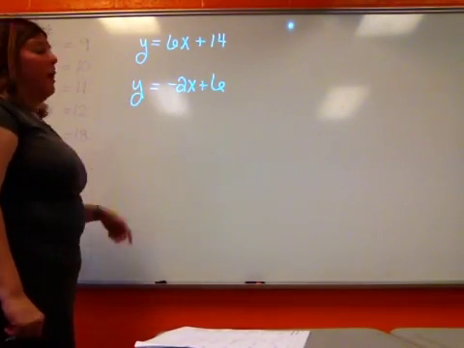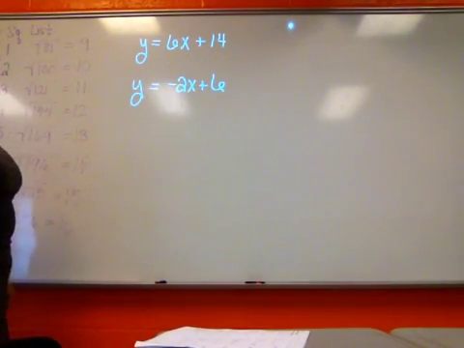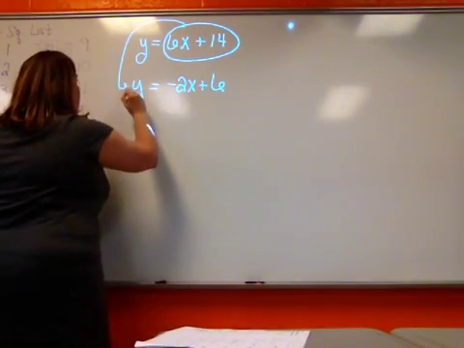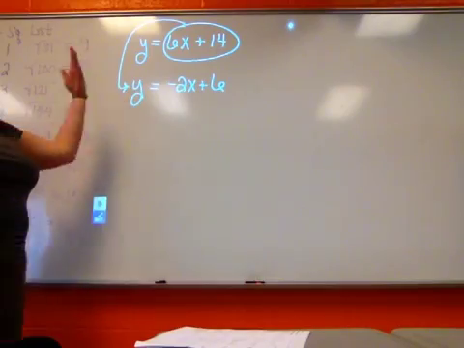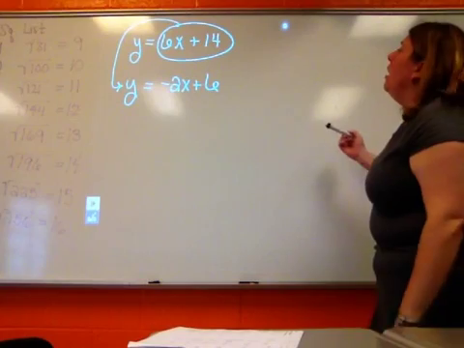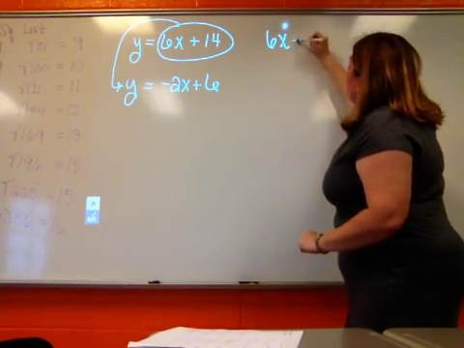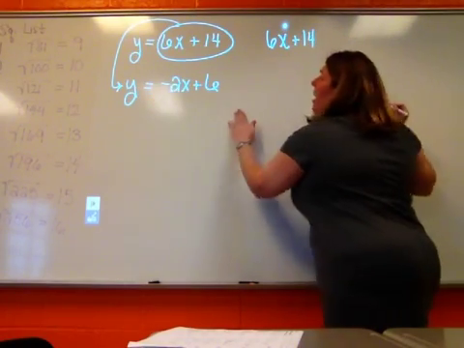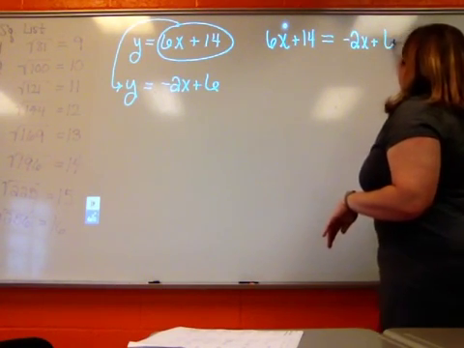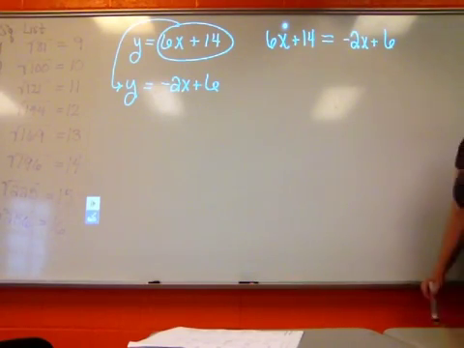So if I look at these two equations, I love these two equations because they're both already set equal to y. And because they're both already set equal to y, I simply can take this one and I can move it down here and replace it for y, so that the y actually goes away. So I'm getting only one variable in my equation. I'm going to replace this y with 6x plus 14, and then everything else stays the same, is equal to a negative 2x plus 6. So that's what my new equation with one variable is going to look like.